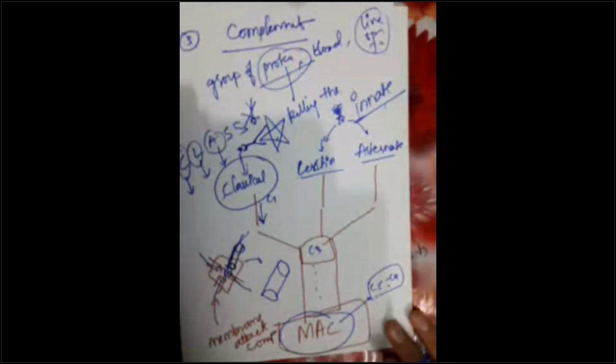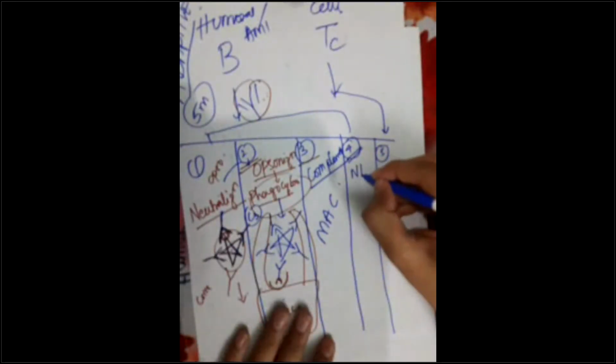Is it okay? Is it becoming exhaustive? If it is becoming exhaustive, no need to worry. We are anyways going to end it in 10 more minutes. Everything is over. Only two things are left. Now three things are over. 1, 2, 3. First was neutralization. Second was opsonization and phagocytosis. Third was complement activation. Fourth is NK cell mediated lysis.